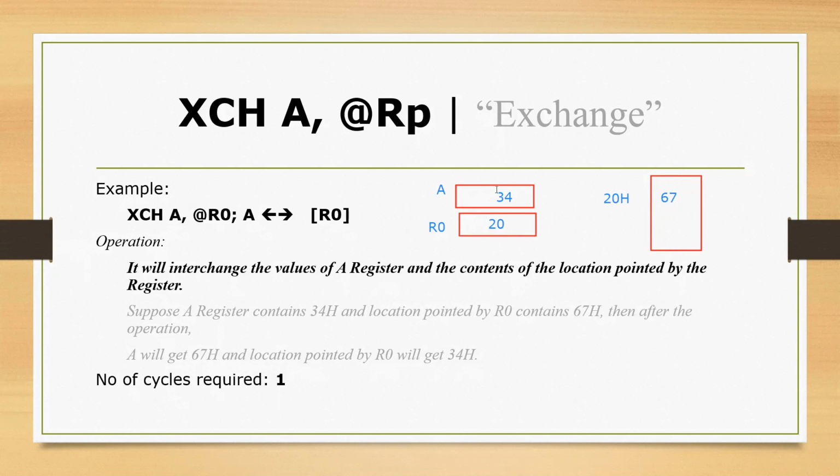So here, suppose the A register contains the value 34 hex and R0 contains the value 20. So R0 is pointing to location 20 hex in the internal RAM. The location pointed by the register R0 contains the value 67. So after this operation, the data will get exchanged. That is, the content of the location pointed by the register R0 and the accumulator register get exchanged. So A register will have 67 hex and the location pointed by R0 will have 34 hex.